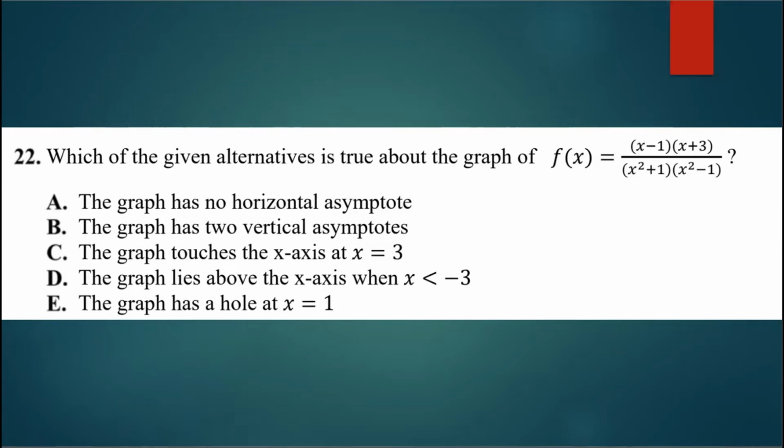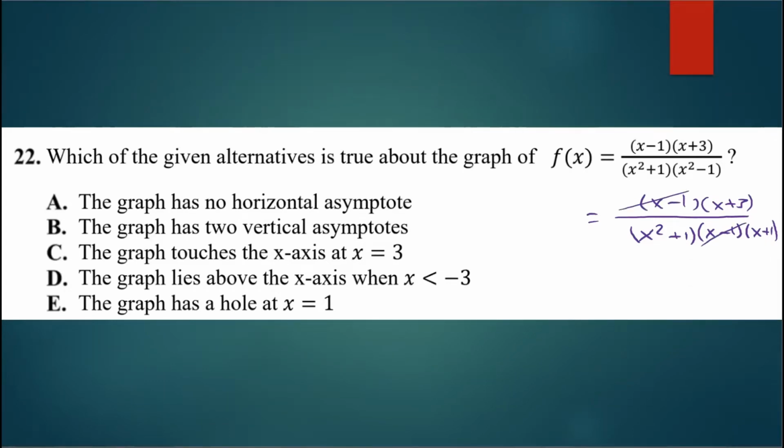Which of the given alternatives is true about the graph? Okay, I have a graph of a fractional function. We can simplify that only if we cancel x minus 1. This factor here cannot be canceled with anybody. This is not factorizable here. But x squared minus 1 can be factored to x minus 1 and x plus 1. That makes x minus 1 cancel.